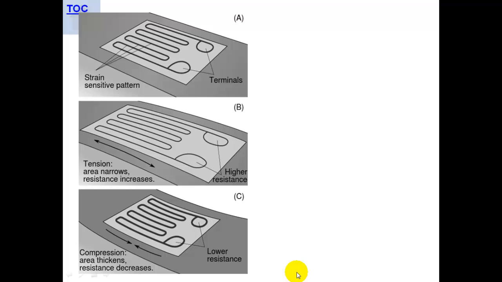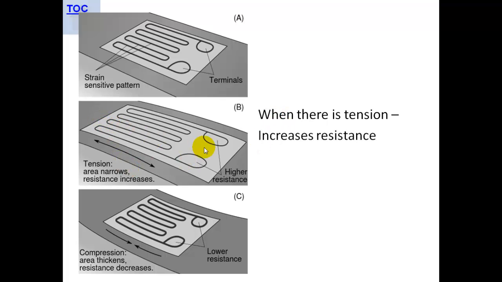Okay, this is basically a strain gauge. What we have is a conducting material on some kind of another substance here, which can be stretched or squashed. When you have tension stretching this, it basically increases the resistance of this component. If it gets squashed, then it reduces the resistance.